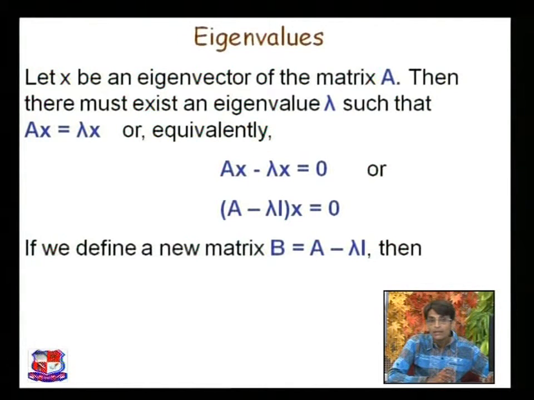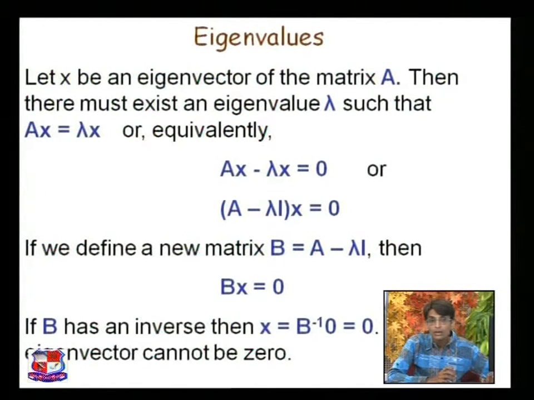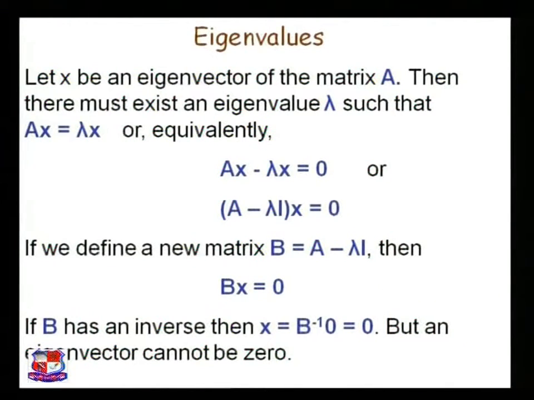So if we define a new matrix B equal to A minus lambda I, then Bx is equal to 0, right? Because A minus lambda I into x is equal to 0. If the inverse matrix of B exists, then x is equal to B inverse into 0, which is equal to 0. So x is equal to the 0 vector.